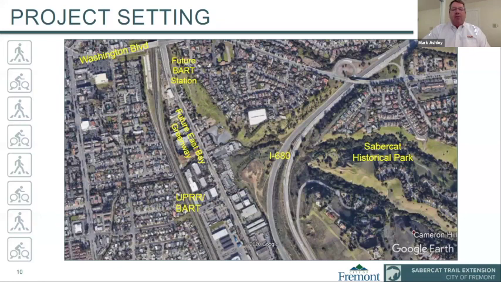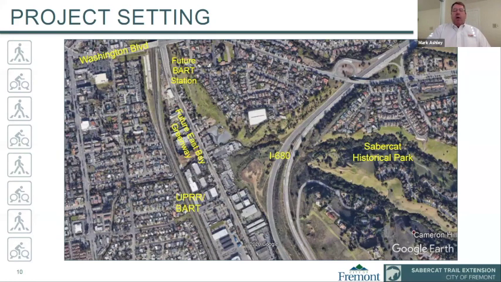Okay, so this map just gives you the lay of the land. We have 680, and we're on this big curve here where we're going to be crossing. We have the Sabercat Historical Park off to the east, to the right side. We have an area of land on the west side of 680 that I'll be talking about, currently owned by Caltrans. And then you can see Osgood Road going north to south, where the East Bay Greenway is proposed to go, and then the UPRR BART corridor.